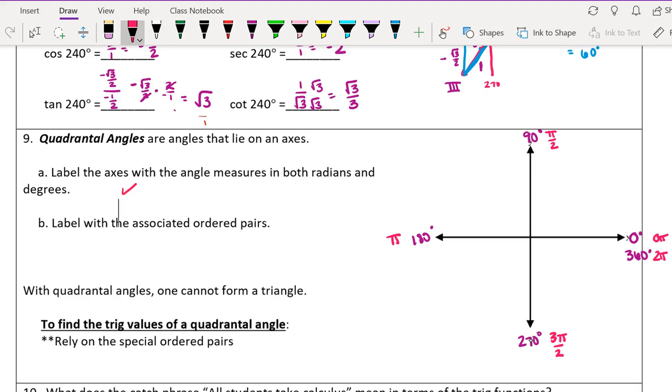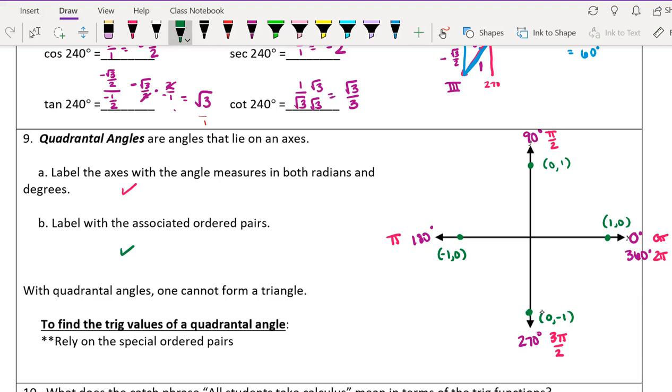Okay? Check. All right, so then label with the associated ordered pairs. When we're talking about this, we're talking about the unit circle. So if I were to create a circle, each one of these points on the circle would be the same distance from the origin, a unit of 1. So this is the ordered pair 1, 0. This is the ordered pair of 0, 1. Here's the ordered pair of negative 1, 0. And here's the ordered pair of 0, negative 1.